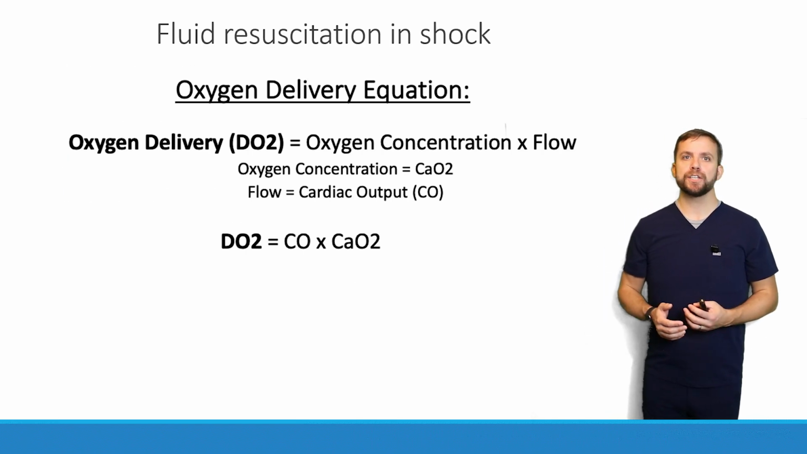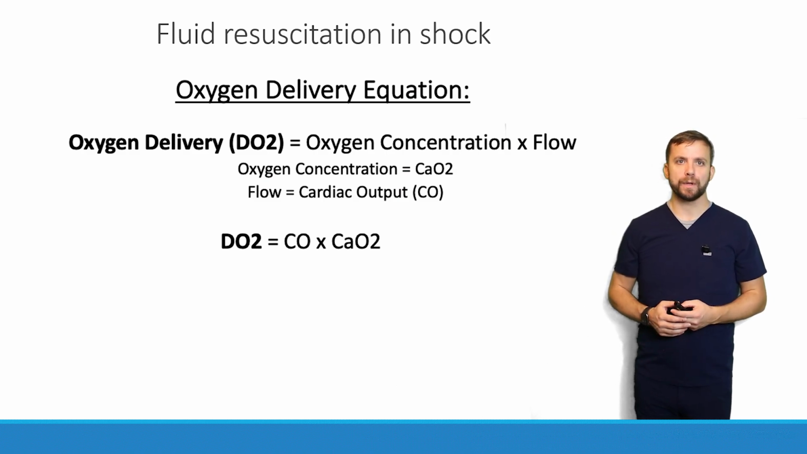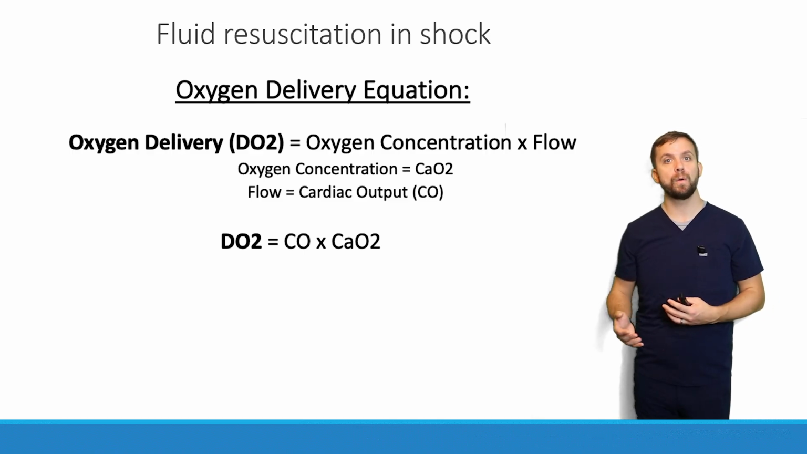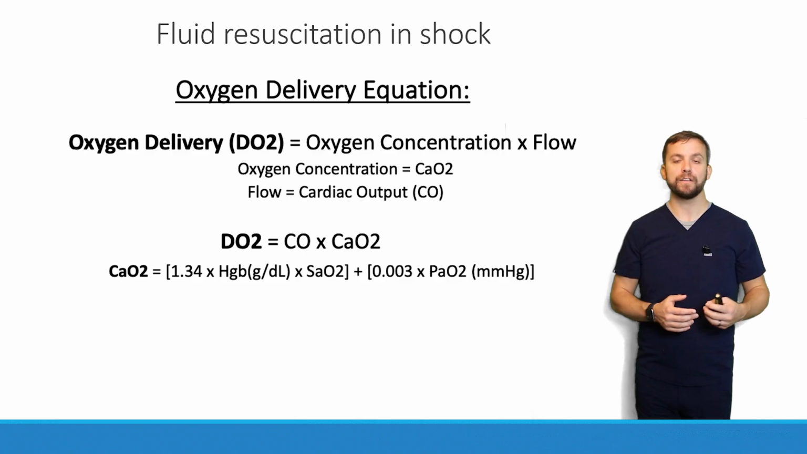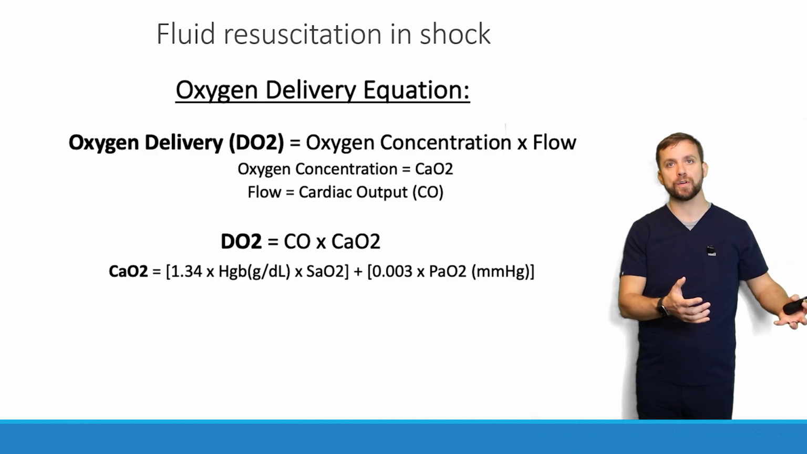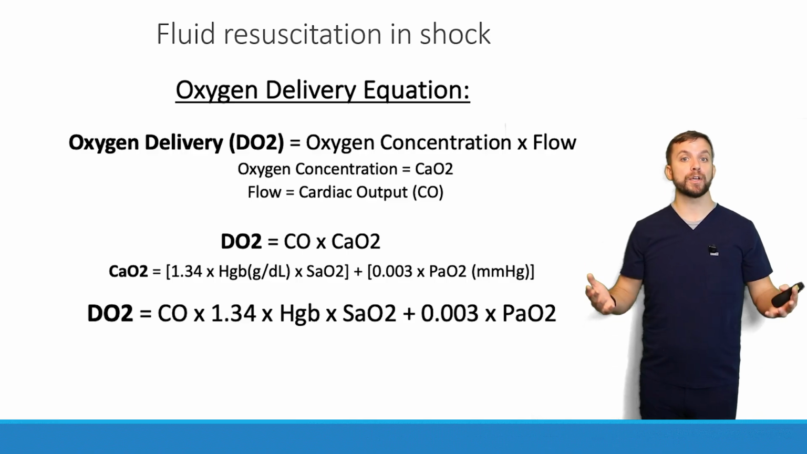All of fluid resuscitation is based on the oxygen delivery equation, which is the most important equation in critical care. So oxygen delivery is just oxygen concentration times flow. Oxygen concentration is 1.34 times hemoglobin times saturation plus 0.003 times the partial pressure of oxygen. And then you just multiply that by cardiac output. So you have your concentration and then you have your flow with the cardiac output, and that gives you oxygen delivery. So this is the full equation.